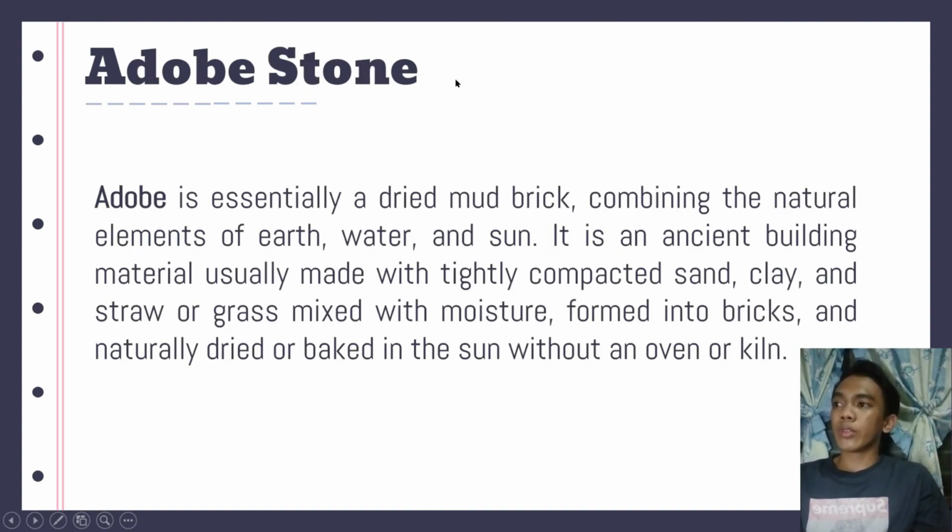Then adobe stone. By the way, adobe stone belongs to brick masonry construction. Adobe is essentially a dried mud brick combining the natural elements of earth, water, and sand. It is an ancient building material usually made with tightly compacted sand, clay, and straw or grass mixed with moisture, formed into bricks and naturally dried or baked in the sun without an oven or kiln.